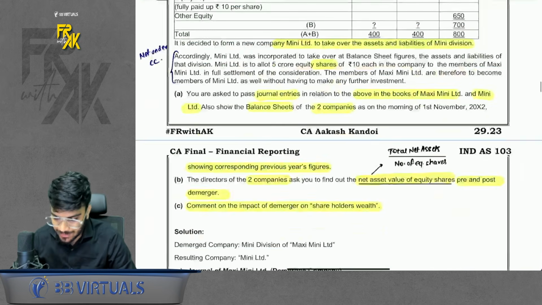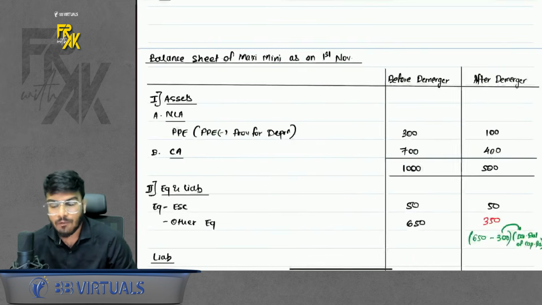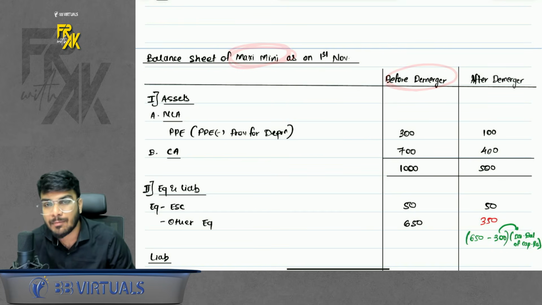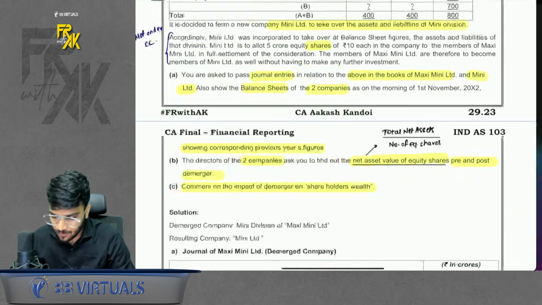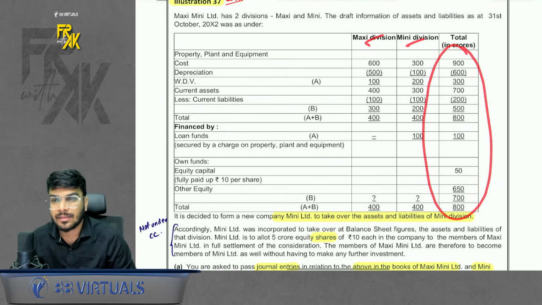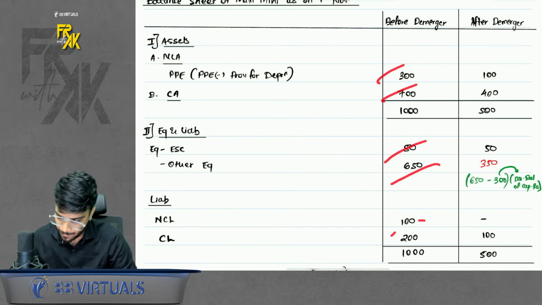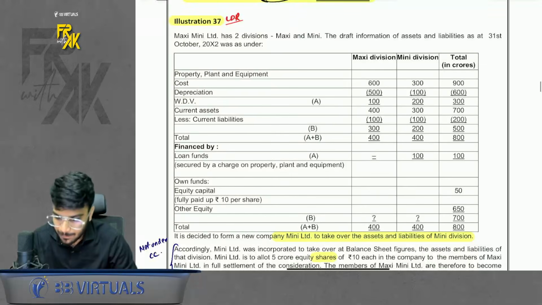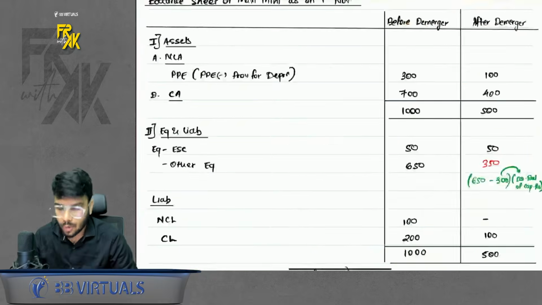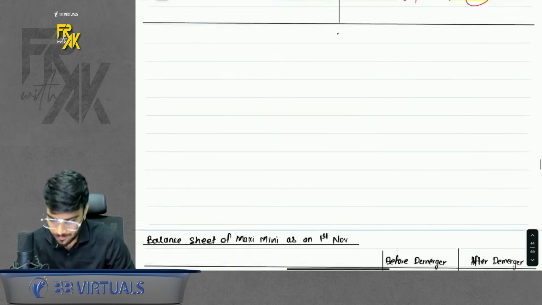Next part, balance sheet of Maxi Mini. Now when they have asked the balance sheet, they have also asked the comparatives, corresponding previous year's figures. What do you mean by previous year? Previous year means before demerger figures. So in the books of Maxi Mini, what will be the figures before demerger? Simple. Before demerger, can I say they had both the divisions? So take the use of this total column. Before demerger, everything was there in totality. After demerger, Mini division is gone. Only Maxi remains. So just record the Maxi division. Don't forget to take the effect of the capital reserve which arose on demerger.